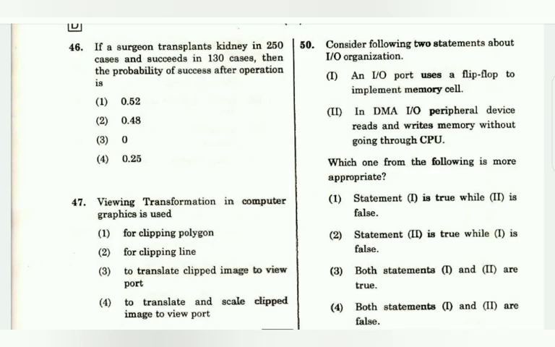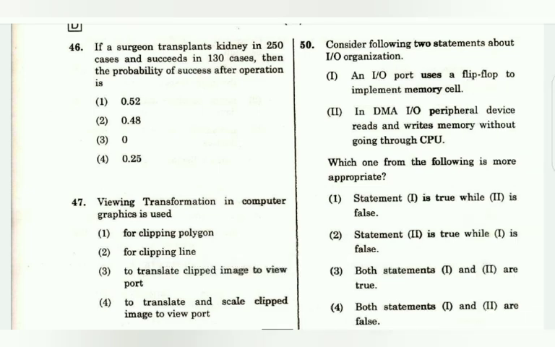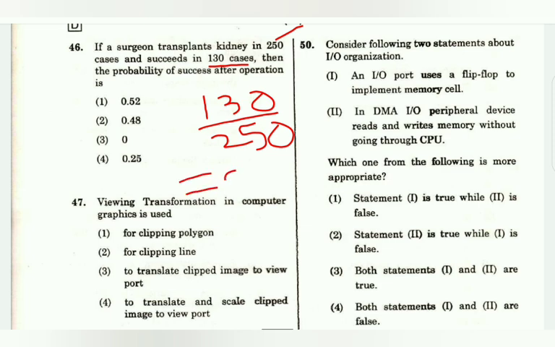If a surgeon transplants kidney in 250 cases and succeeds in 130 cases, then the probability of success after the operation is... So here the probability of success equals successful cases by total number of cases. So successful cases are 130 by total number of cases is 250. So we get 0.56. So this is the answer for the given question. So option 1 is the correct answer.